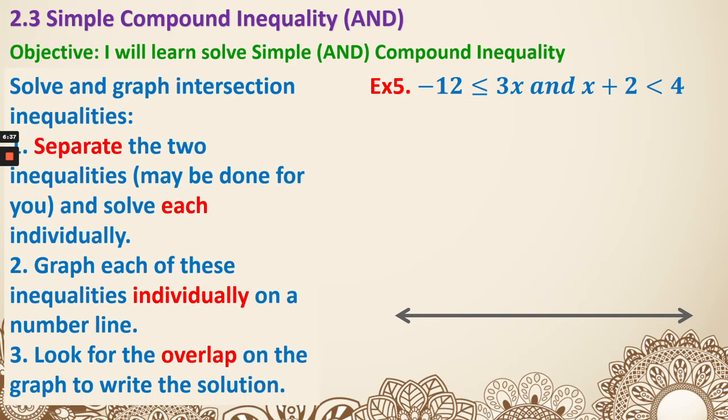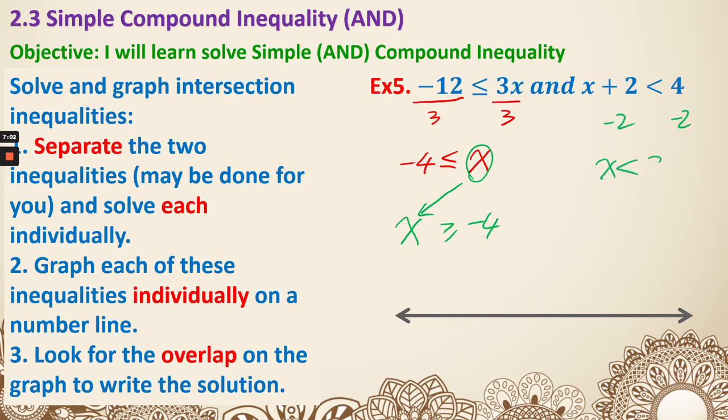Number 5, steps are still on the left side, same thing. We're going to solve each one individually. Divided by 3 on both sides, so -4 is less than or equal to x. And a big reminder, we can't start graphing until the variable is on the left side. Right now it is not, so I need to move the variable to the left side. That means I need to flip the sign. For the other inequality, subtract 2 on both sides. X is less than 2.